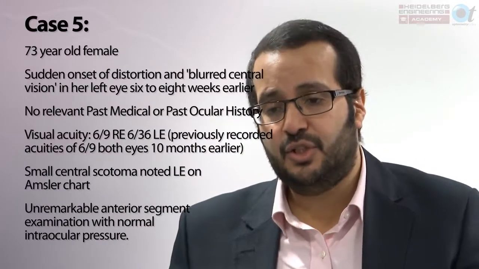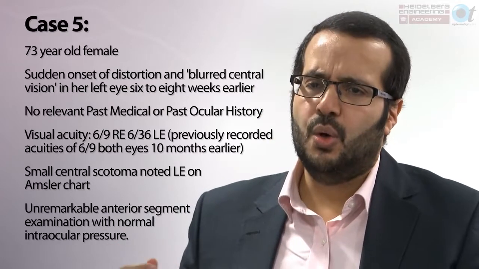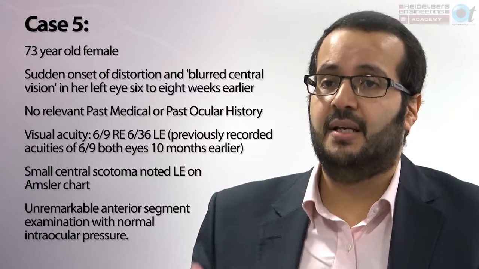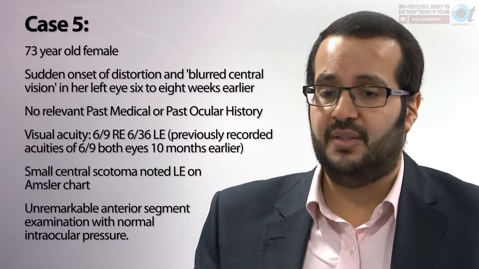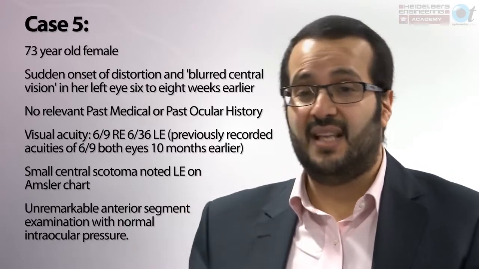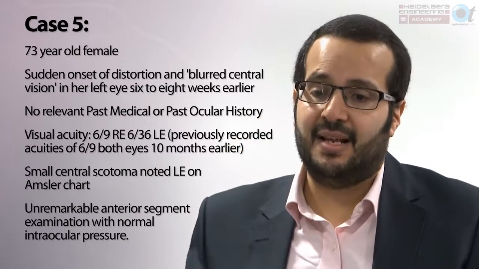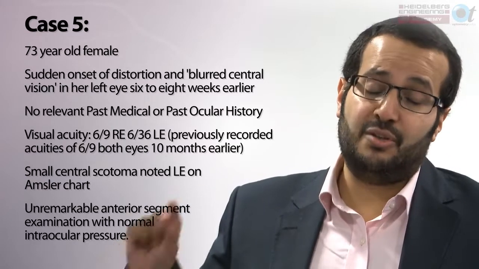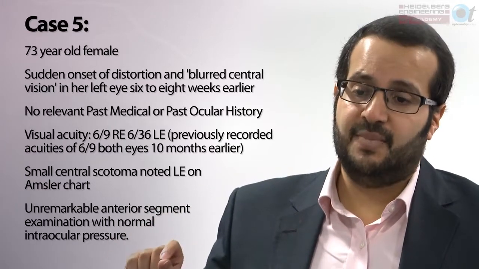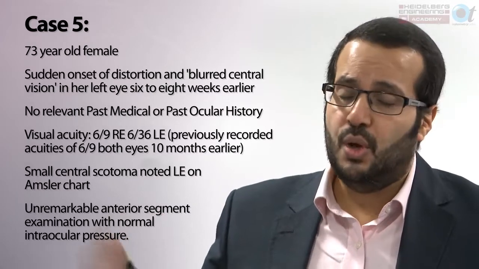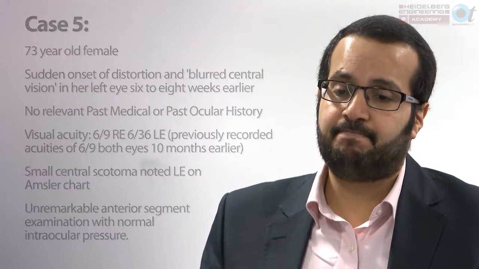Let's go to a case history of a 73-year-old female with sudden onset distortion and blurred central vision in the left eye in the preceding 6 to 8 weeks. She's otherwise fit and well, and visual acuity was recorded at 6/9 in the right eye, 6/36 in the left eye. And she was noted to have a small central scotoma on the Amsler chart in the left eye. Anterior segment examination was unremarkable with normal intraocular pressures.